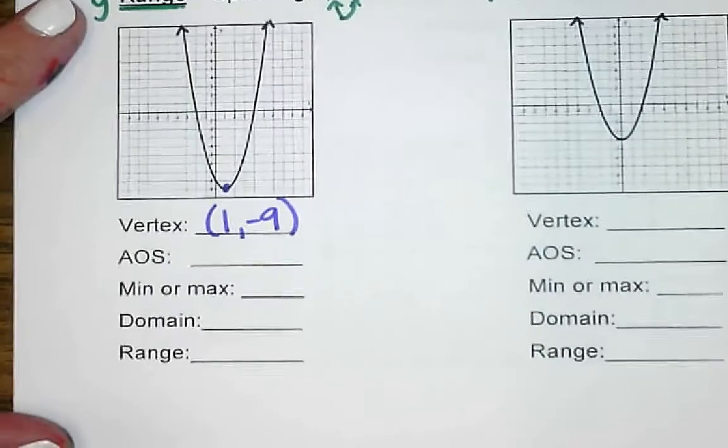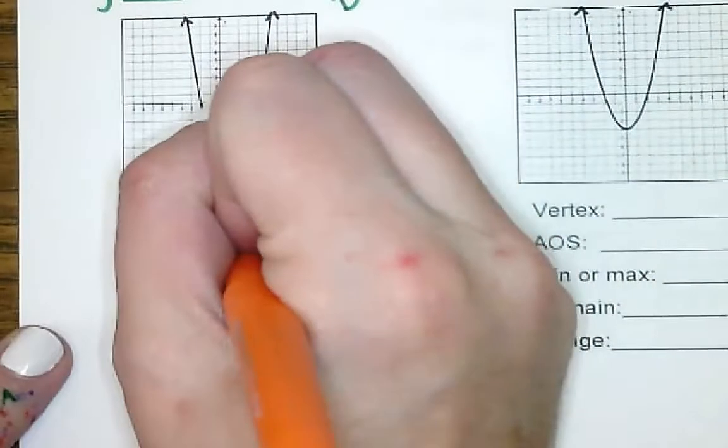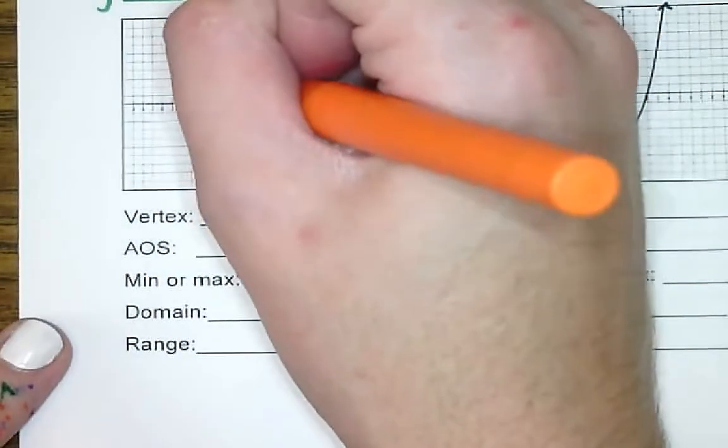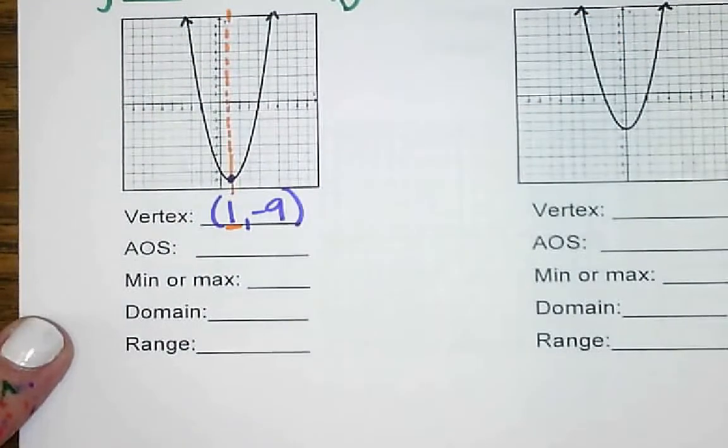Now, looking at this graph, y'all, once you identify your vertex, we can use the vertex to identify our axis of symmetry. So, guys, what is the axis of symmetry?